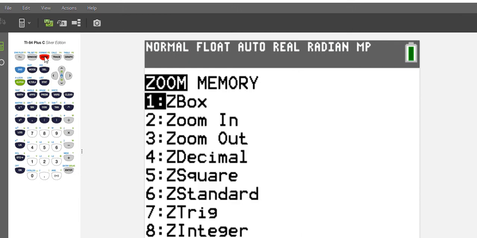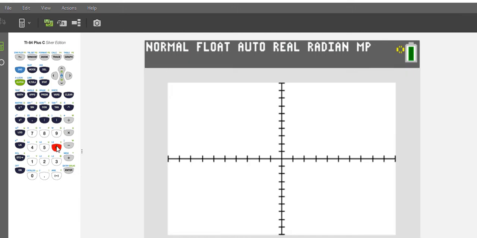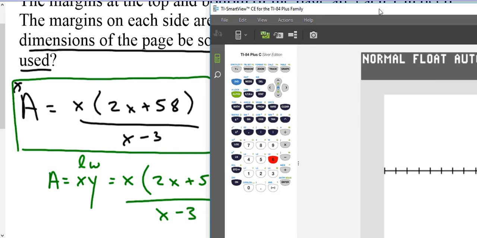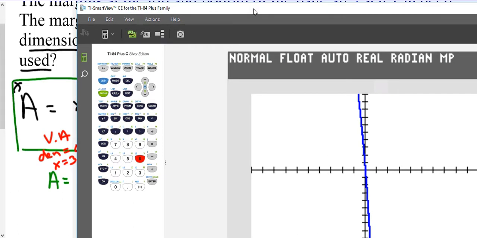I'm going to go to Zoom 6, a standard window. There's our first graph, and then we see nothing on the other side, so we're missing something. If we think about this, we have a vertical asymptote. Vertical asymptotes are found when the denominator equals 0. They're undefined values, but not a hole. So we have a vertical asymptote at x equals 3. On this calculator, we do not have a value at x equals 3, and you don't see anything at all.